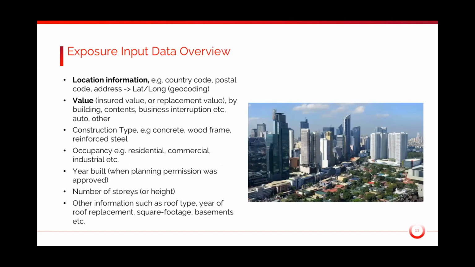I'm now going to talk about the fundamental inputs of exposure data, and I'm going to go through these in more detail a bit later on. Essentially, we have the location information: your county, state, country, postal code, lat long. Then we have the values, which are your building's content and BI values. Again, I'll go through in more detail. You have the construction of the property, what the property is, so the occupancy, the year built, which is the age, the number of stories or height, and any other information that goes into the model.